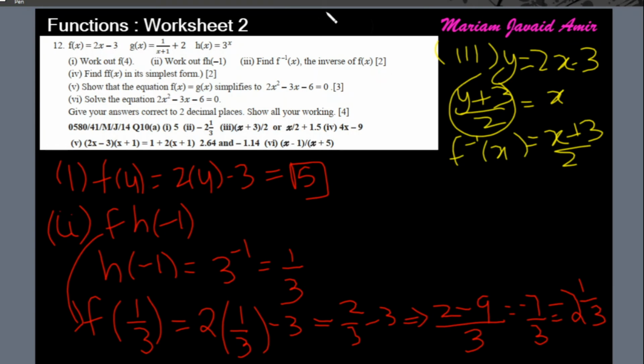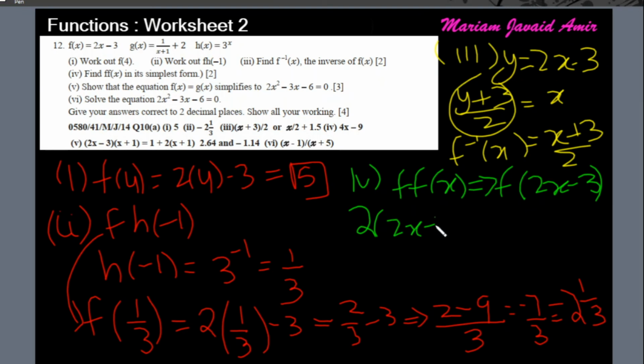Part 4, write f of f of x in its simplest form. So ffx means in fx replace x with 2x minus 3. So 2 times 2x minus 3, minus 3. So we get 4x minus 6 minus 3. So we get 4x minus 9.